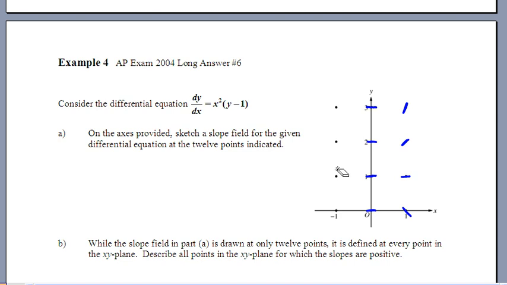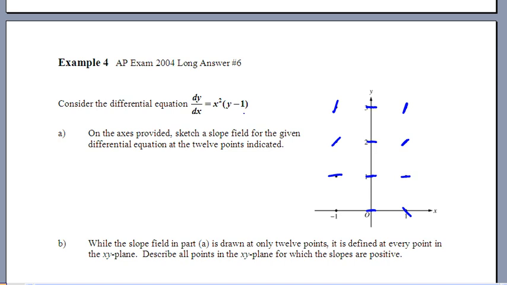Now, back here, when the x's are negative 1, so negative 1 squared, that's just a 1, and then trying out the different y's. When y is 3, 3 minus 1 would be 2. When y is 2, 2 minus 1 would be 1. When y is 1, 1 minus 1 is 0.